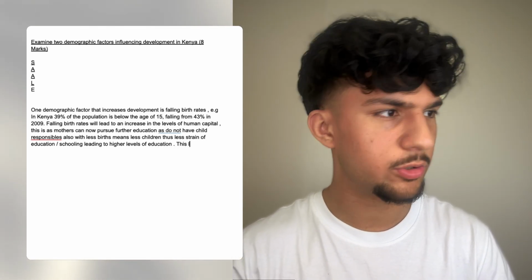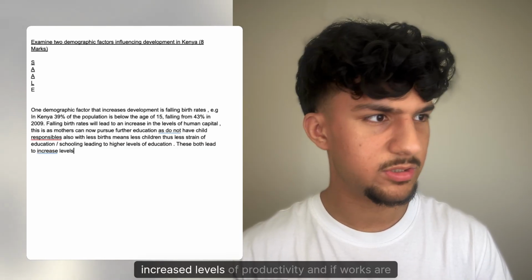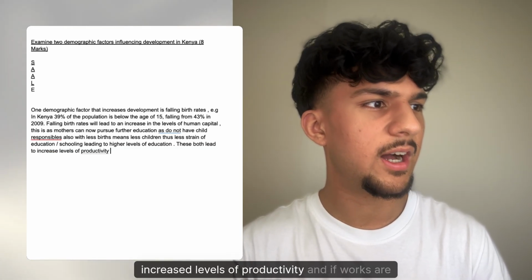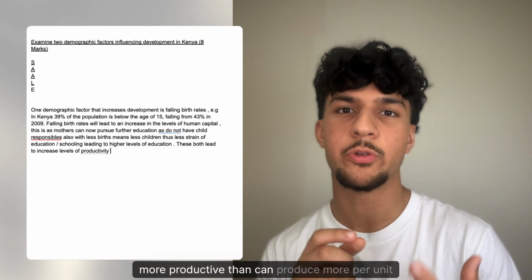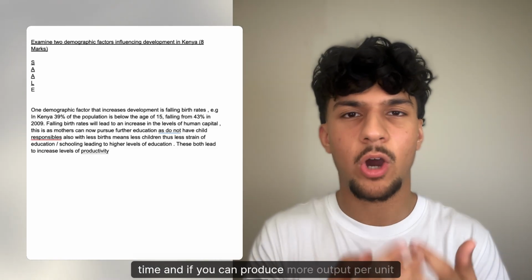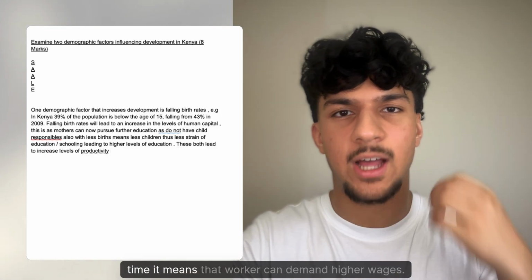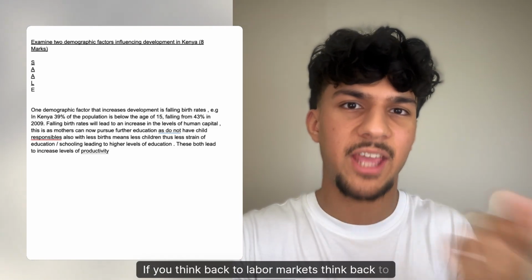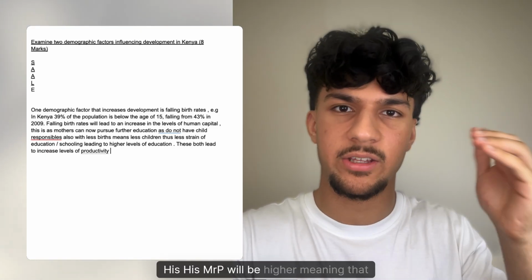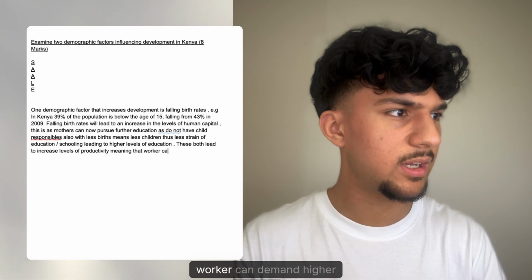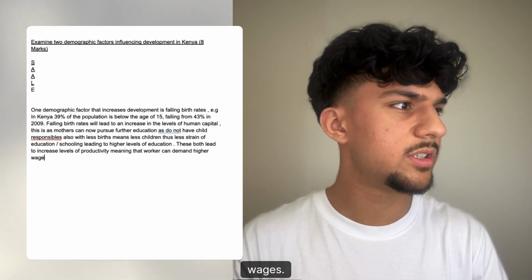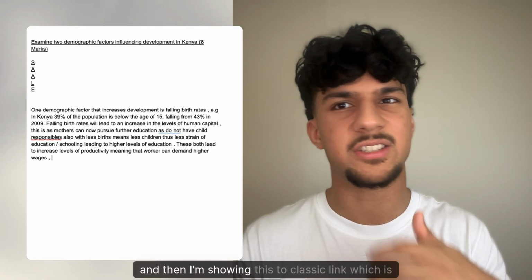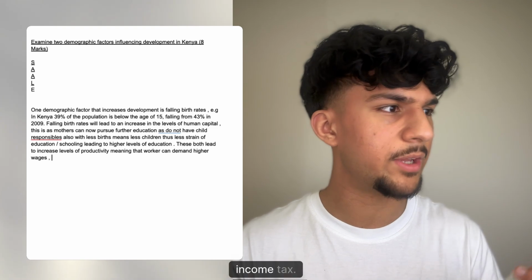Both lead to increased levels of productivity, and if workers are more productive, they can produce more per unit time, and if you can produce more output per unit time, it means that worker can demand higher wages. Why? If you think back to labour markets, think back to MRP, his MRP will be higher, meaning that worker can demand higher wages. And then I'm just going to link this to classic link, which is income tax.